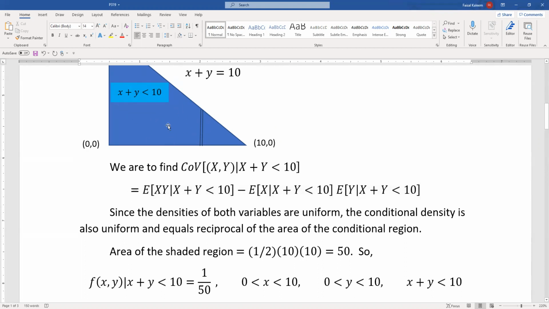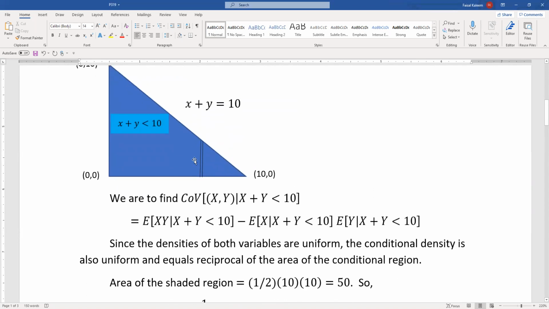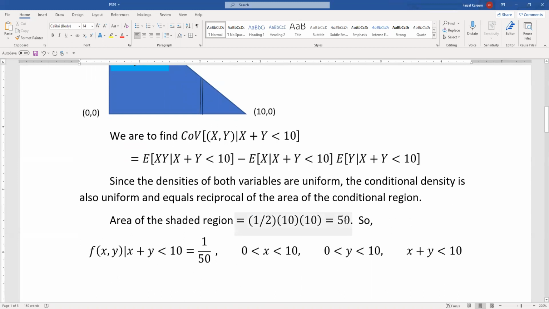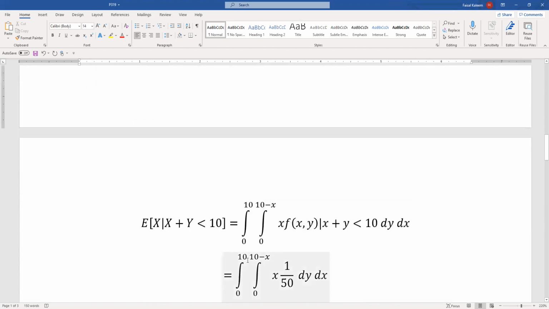The area of this region is the area of this triangle, half base times height. Both sides are 10 and 10, so half of 10 times 10 is 50. Therefore the conditional density is 1 over 50, with X between 0 and 10, Y between 0 and 10, and this extra condition that X plus Y is less than 10. So E of X given X plus Y is less than 10 would be the double integral of X against this conditional PDF, X times 1 over 50.